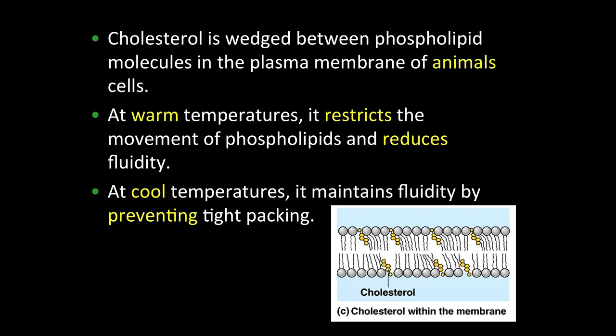Now, cholesterol plays a big role in maintaining fluidity of cell membranes. And as I said, cholesterol is widely abundant in animal cells.